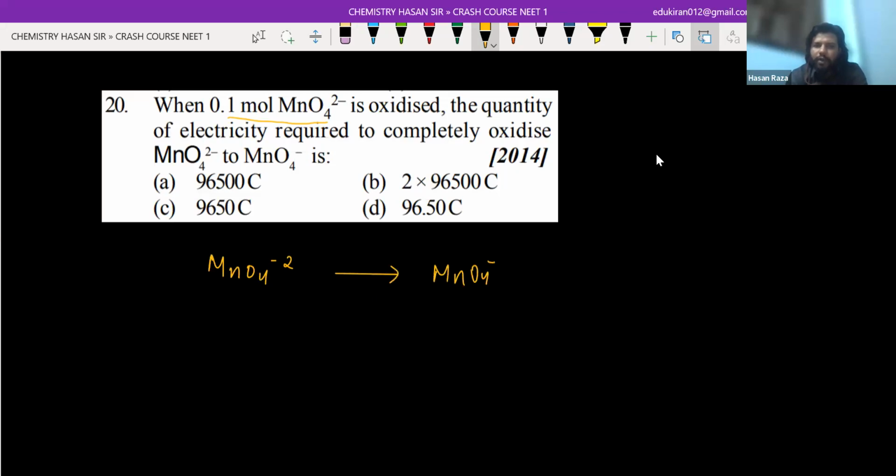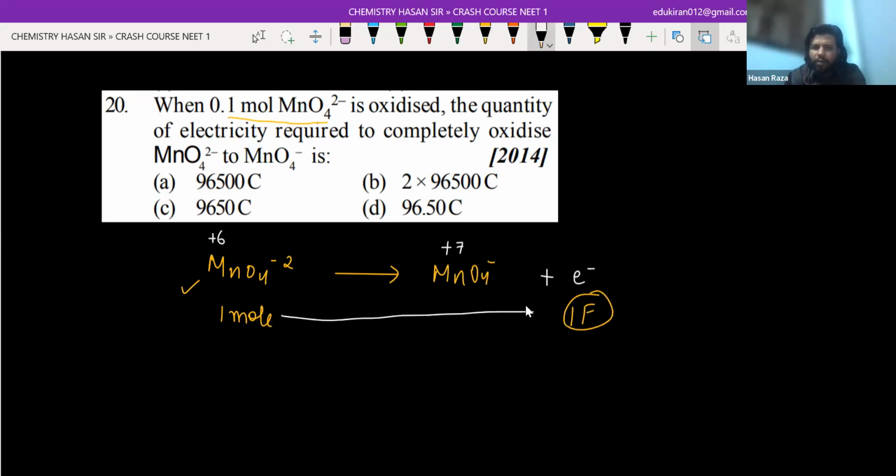Now you need to calculate the oxidation state first. If you calculate the oxidation state, this will be +6 and this will be +7. That means one electron of manganese has been lost. So you write one electron here. Now this is a balanced chemical equation. As you can see, 1 mole of MnO4 2- gives you 1 Faraday, because 1 mole electron is equal to 1 Faraday. That's why I directly wrote that 1 mole of this will give you 1 Faraday.